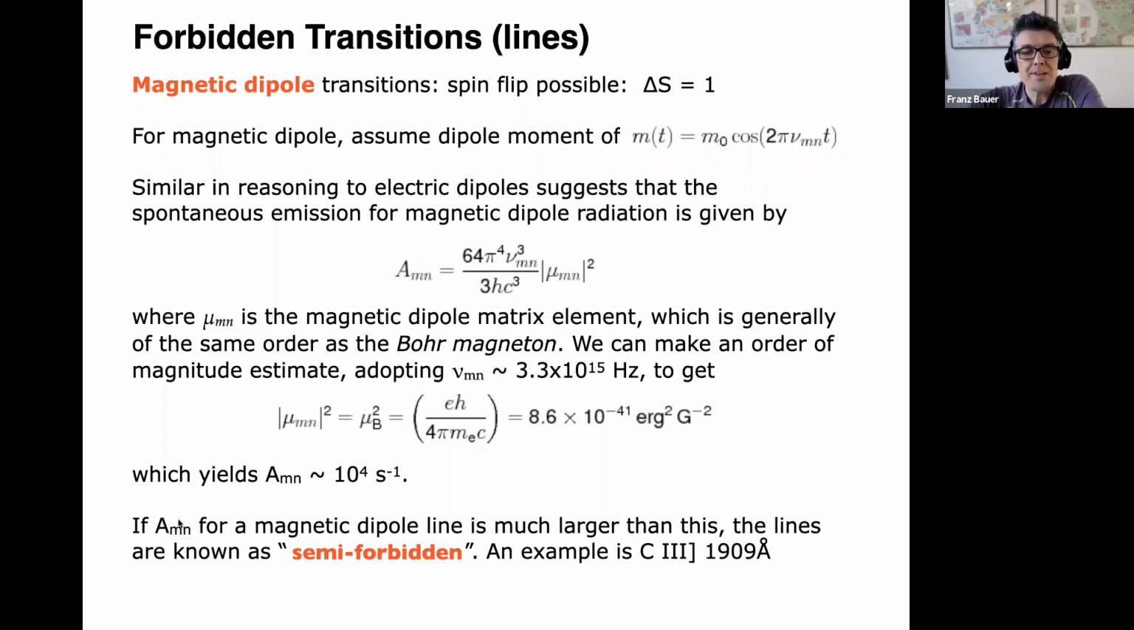So for this particular magnetic dipole line, if this thing is much larger than this value, typically the lines are called semi-forbidden. So anywhere between 10 to the 4 and 10 to the 8, for instance, these would be semi-forbidden. It's a relatively common transition. A good example of this is the C3 line at 1909 in the UV. And so it's denoted here, the semi-forbidden is denoted by this bracket here. It only has one bracket. And then if you have two brackets, it's fully forbidden.